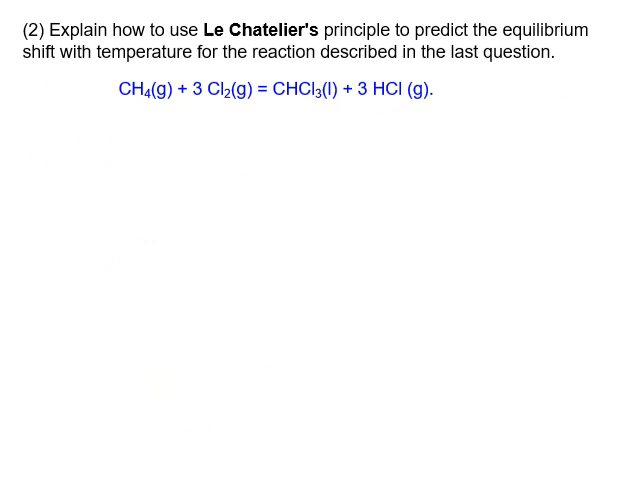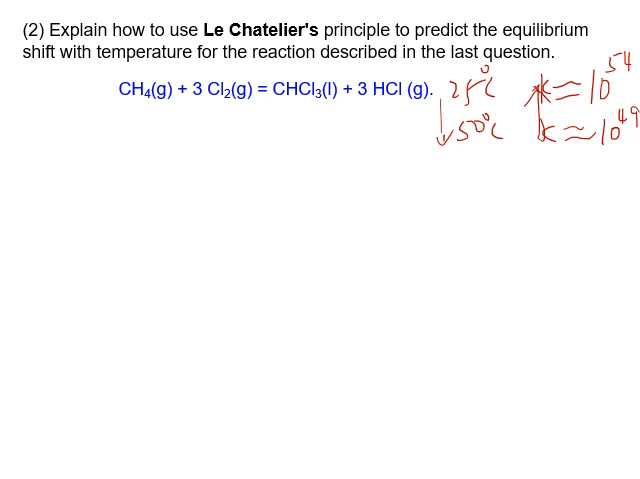Question number 2. Explain how to use Le Chatelier's principle to predict the equilibrium shift with temperature for the reaction described in the last question. So remember, in the last question we calculated that at 25 degrees, K is 10 to the 54 power. But if you increase the temperature to 50 degrees, K becomes 10 to the 49 power. So as temperature increases, the equilibrium constant decreases.